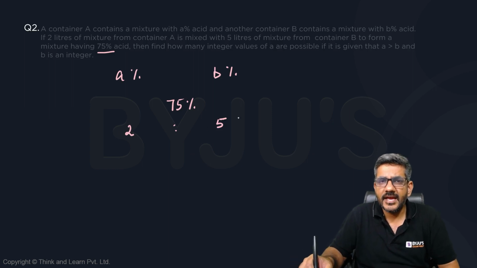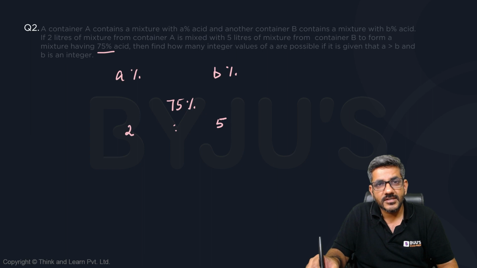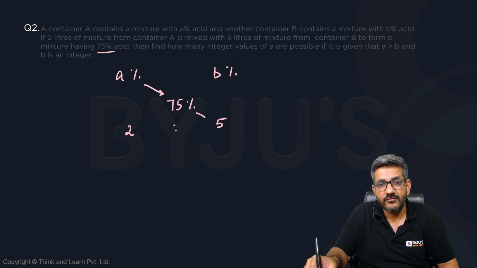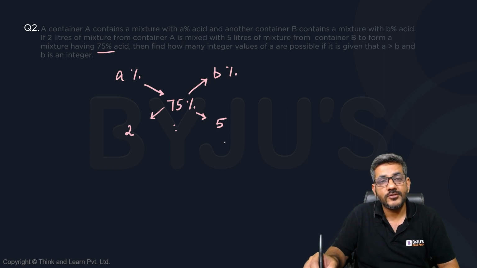Now he says that A is greater than B, and we all know in allegation, out of these two values, one would be greater than the resultant characteristic, one would be lesser than that. So A is greater than B, that means A will be greater than 75. So A minus 75 would be giving you the weightage of B, and 75 minus B would be giving you the weightage of A. But are they necessarily 2 and 5 only?